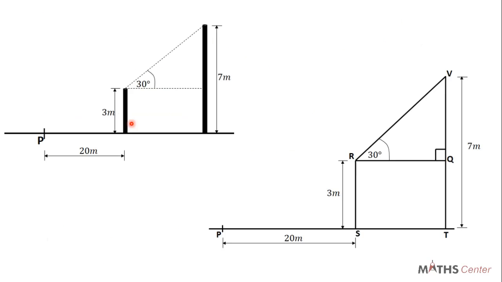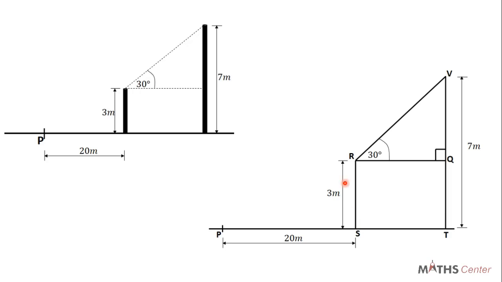Okay, so this is the diagram that we drew. We are going to form our right angle triangles from it. I'm going to call this point here point P. That's what the question told us. We know that from P to the shorter pole is 20 meters. So I'll call the base of the shorter pole S, and the base of the taller pole T. I'll call the top of the shorter pole R, and the top of the taller pole V. I'll call this point here point Q, where the dashed line is joined to form a line. And we have here point R.